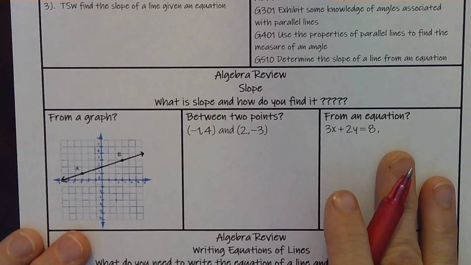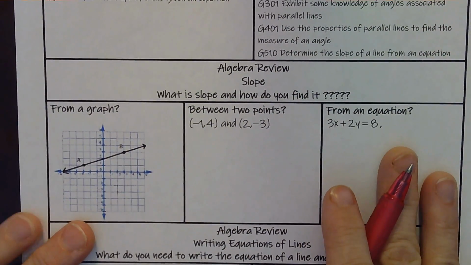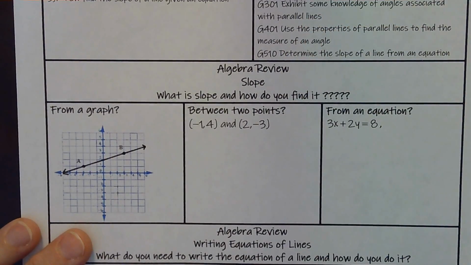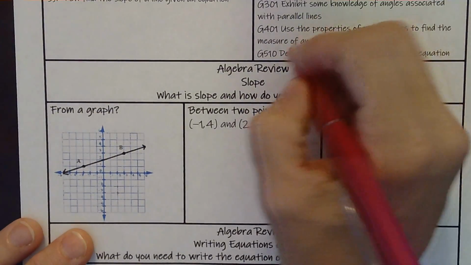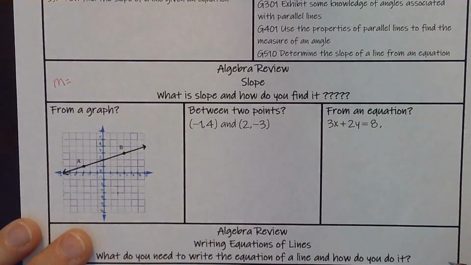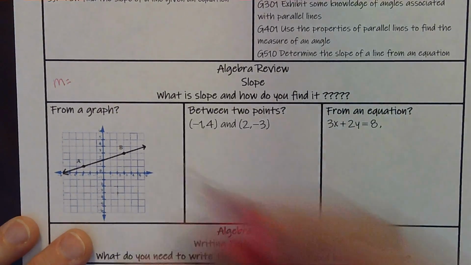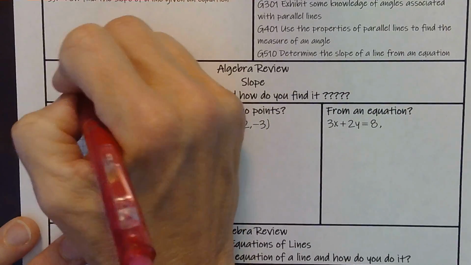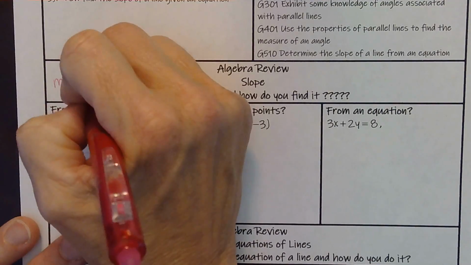One of the things you may remember about slope is rise over run. That might come to mind. The variable m is what we represent slope with. Have no idea who came up with m, but that's what we use to indicate slope. And so you may remember slope as rise over run.